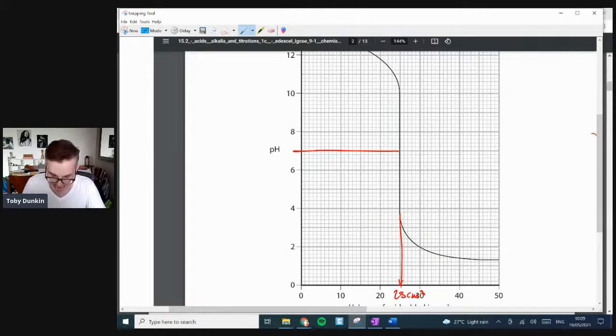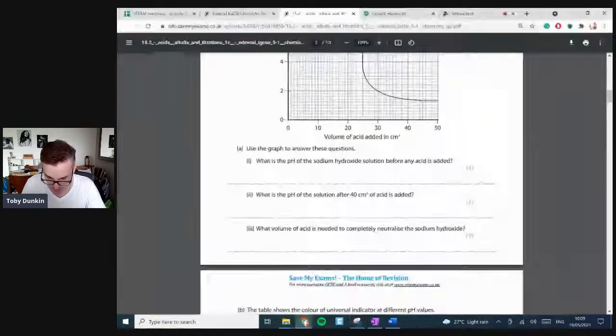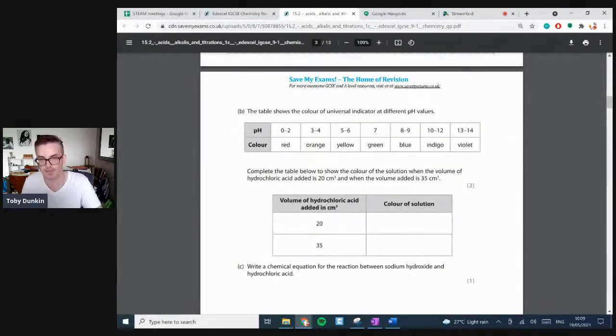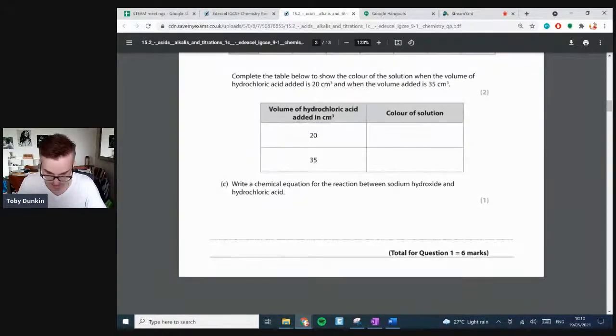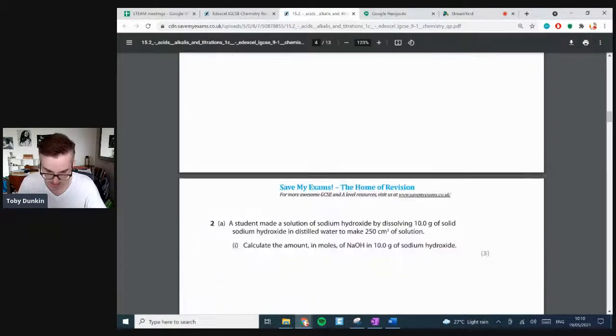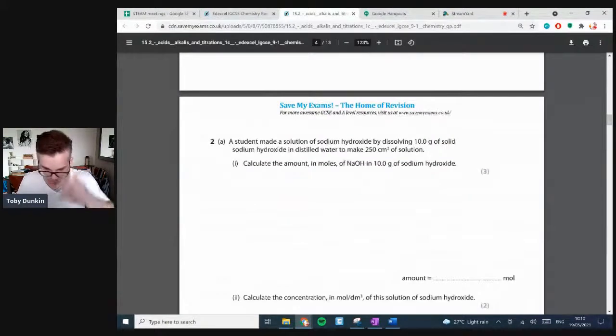But it has to be taught, because if you don't teach it, students make mistakes because they've never seen an odd shape like this before in chemistry. Write the chemical equation for the reaction between sodium hydroxide and hydrochloric acid. That's nice and easy. HCl plus NaOH goes to sodium chloride and water. And then we're into calculations.